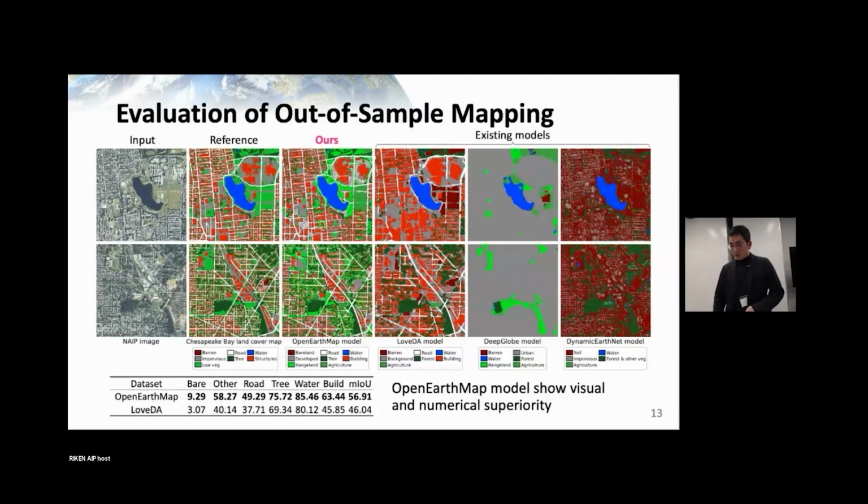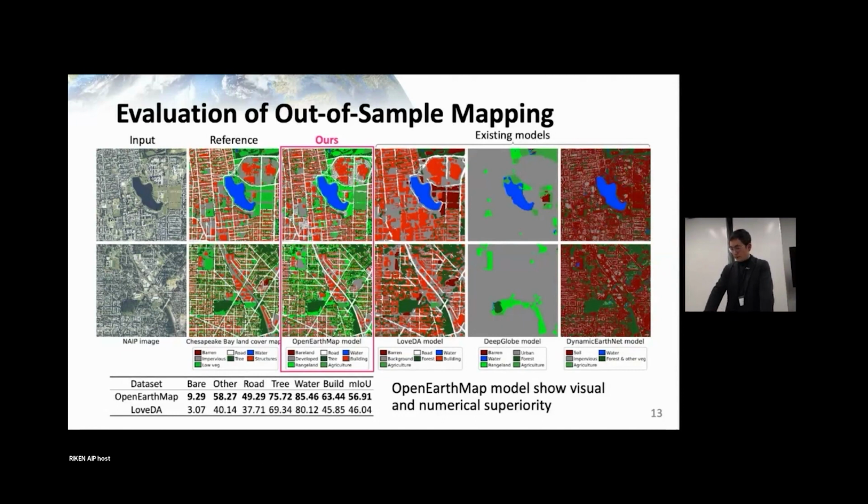So here's an example of how the predictions are. From left to right: input image and reference data, map data, and our prediction result. And the 3 columns on the right-hand side are the prediction results of the models trained on existing benchmark data sets. And as you can see, by the way, the neural network model is the same: UNet using EfficientNet B4 as the backbone, and just the difference is the data. So as you can see, prediction results are quite spatially detailed and accurate, similar to the reference.